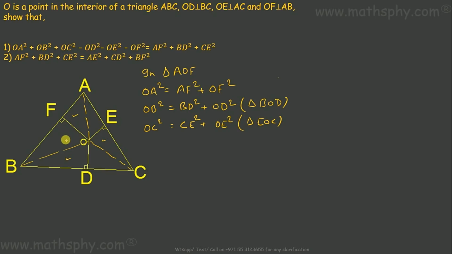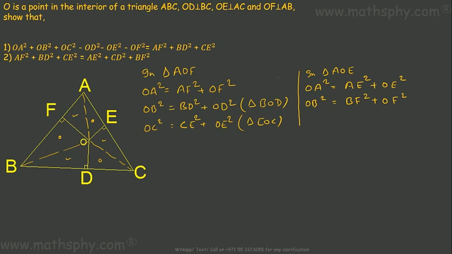Let's take this one and this one also. In triangle AOE, again, OA square is equal to AE square plus OE square. Now let's take this triangle BOF, where OB square is equal to BF square plus OF square.